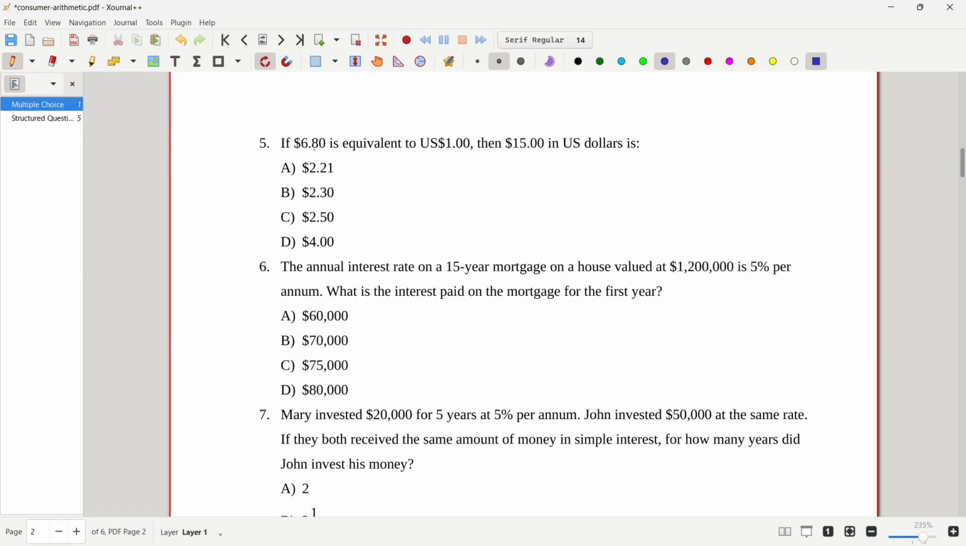That's B. If $6.80 is equivalent to $1 US, then $15 in US is how much? Okay, so 6.80 is equivalent to $1 US. That means 1, well, whatever currency that is, would be equal to 1 over 6.80. And then 15 would be equal to 15 divided by 6.80. Now, to do this, I'm going to just simply move the decimal place 1 and then add a 0 on the end here. So I get 150 divided by 68.